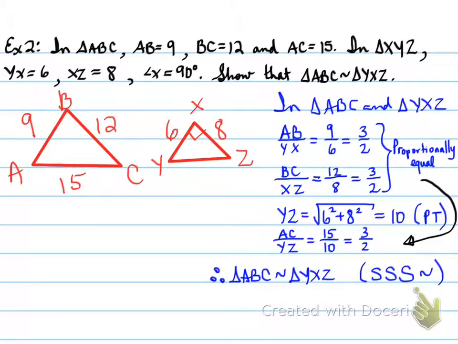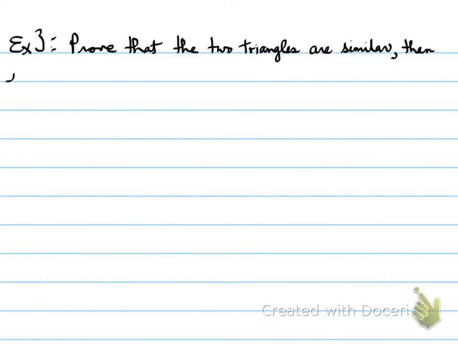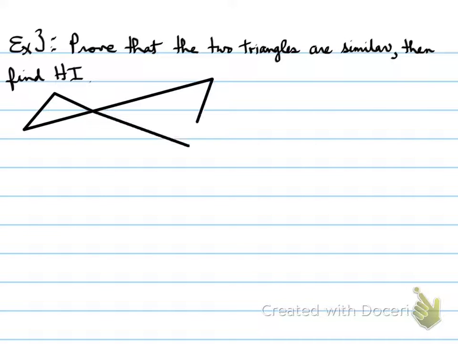All right, last one. Example number 3. Prove that the two triangles are similar. Then find HI. So here's our two sets of triangles going on here. And you're to find HI.